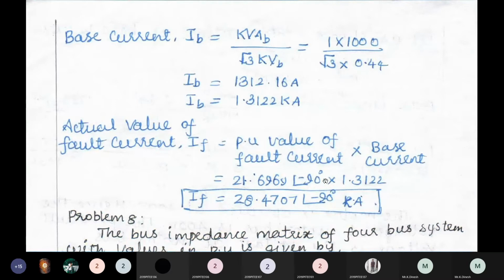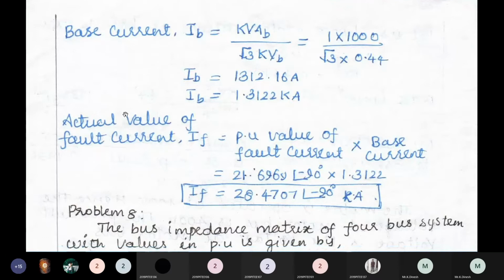I need to convert this per unit value into an actual current value in kiloamperes. So IB is determined here: MVAB divided by root 3 times KVB, which is 1.3122 kiloamperes. Just multiply with the per unit value. So the fault current should be 28.4707 at an angle of minus 90 kiloamperes. So this is the problem we have.